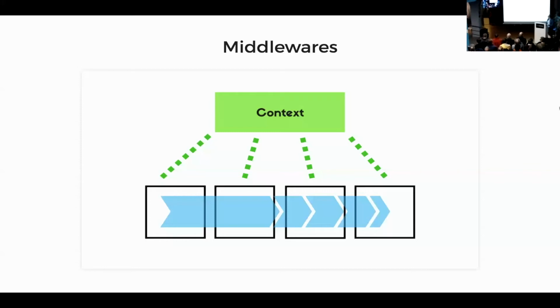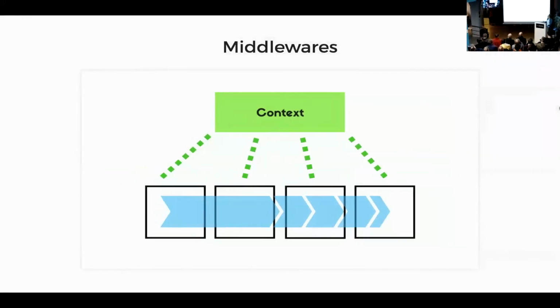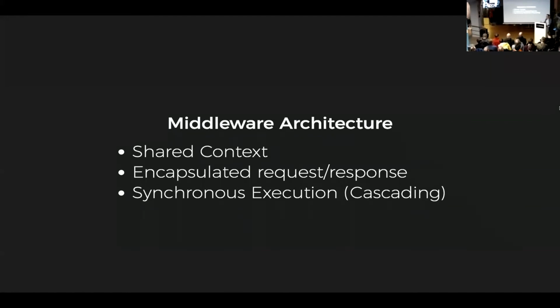What's an interesting point there, and one of the reasons why Koa.js is performant, is that it doesn't copy context all the time. It is mutable, and because all our middlewares are going to be executed one after another, we shouldn't care about the fact that it is mutable. So we have references to context there. It's a very important fact when you are working with middlewares, and it's actually about the main part of their architecture. They have shared contexts, encapsulated request and response, and synchronous executions.